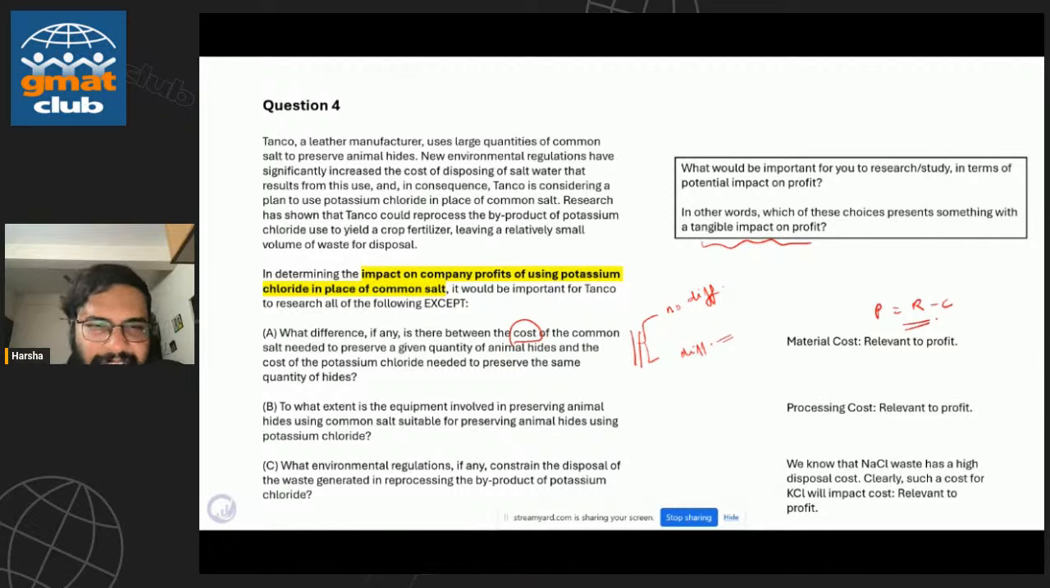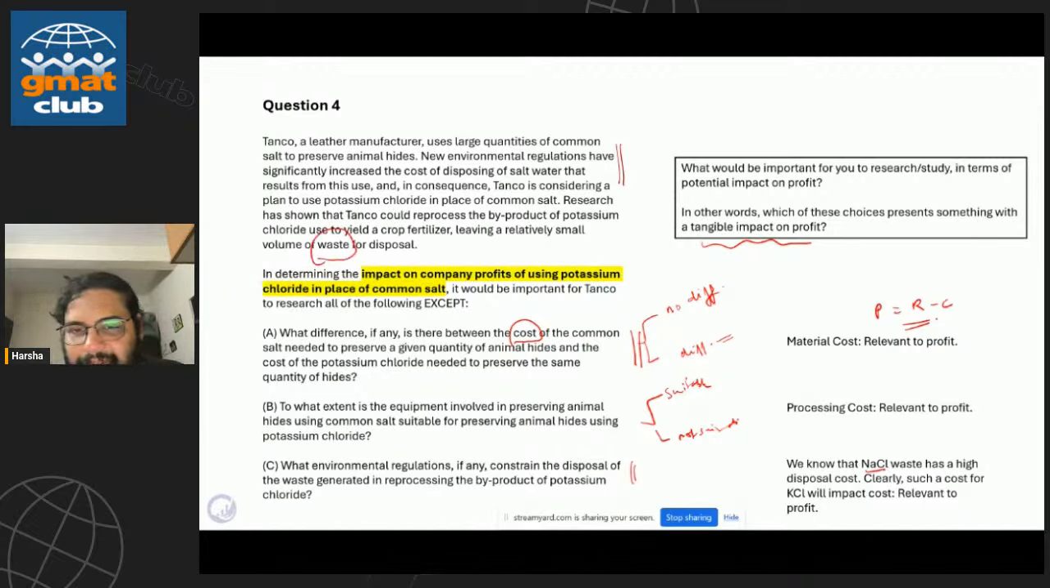Now, choice B is very similar. It's telling you about processing cost and the equipment involved. If the equipment is suitable, then you may not have to incur too much of a cost. But if the equipment is not suitable, you'll end up incurring a certain level of cost. So clearly, thanks to the cost angle, it's relevant to profit. Choice C is something similar. The passage already establishes that sodium chloride waste has a high disposal cost. Then the only question is, would the same kind of rules apply for potassium chloride? In which case, definitely you're going to see an improvement because lesser waste is being disposed.